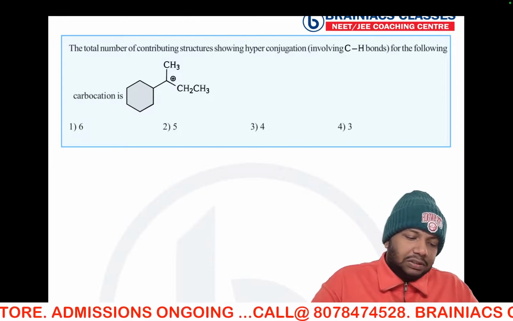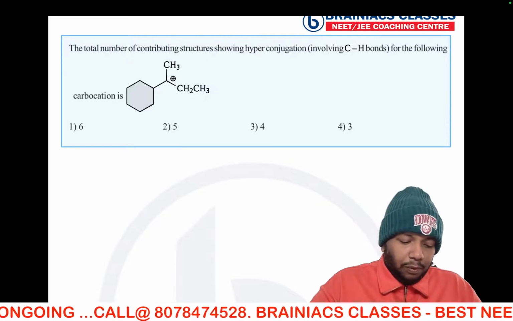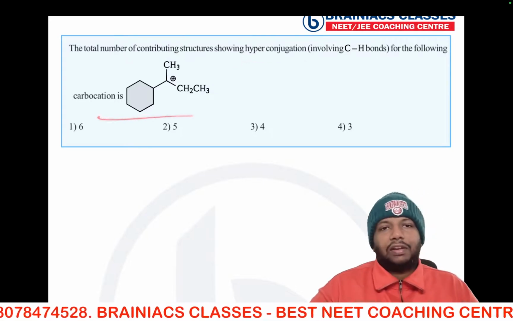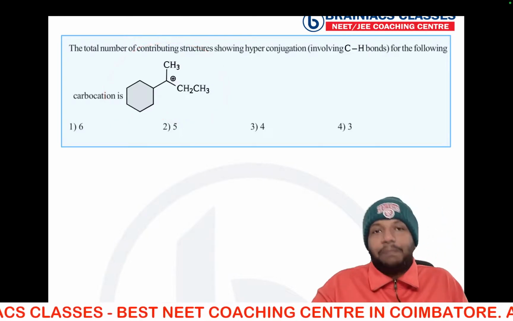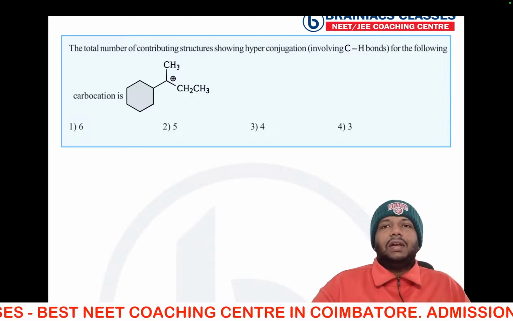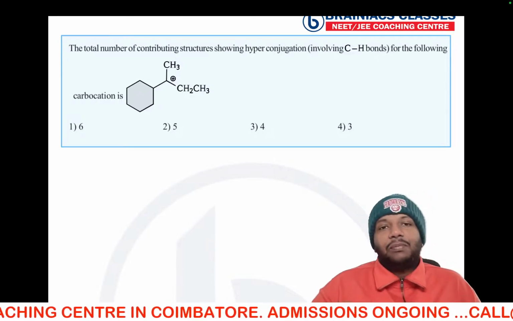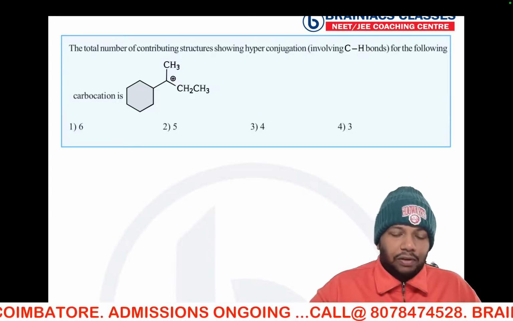Very, very important. The total number of contributing structures showing hyperconjugation for the following carbocation is. So they have shown a carbocation and they are asking how many hyperconjugation structures there are. So very, very important, what does hyperconjugation mean? Another name for hyperconjugation is no bond resonance. What does that mean?